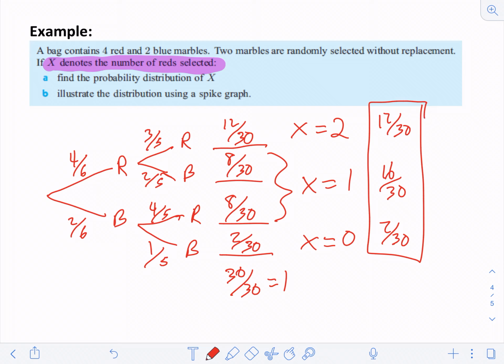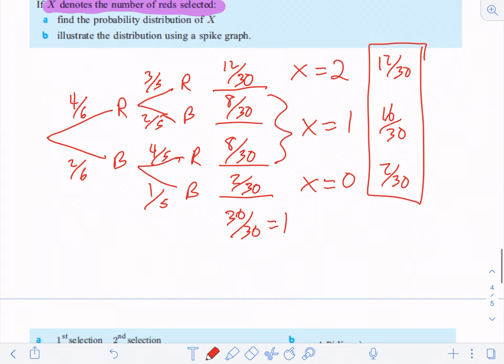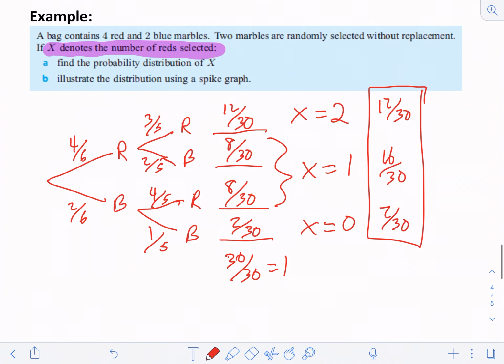It's not the original 4, even though I know they're still going to add up to 1, because those 2 in the middle are both part of my x equals 1 red, right? So now what is my probability distribution? It's these 3 values right here, right? That's when x equals 2, 1, or 0.